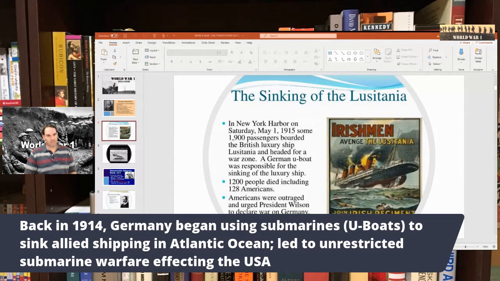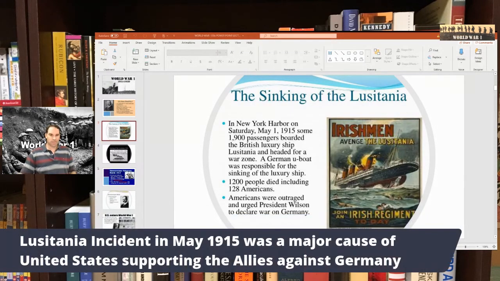And of course, the Germans had started using submarines a lot, the U-boat or undersea boat. Submarines have been around since the 1800s, but World War One was the first major war where submarines were really used in warfare overall. And the Lusitania incident happened in May of 1915. Actually, I think the date is May 7th to be exact.